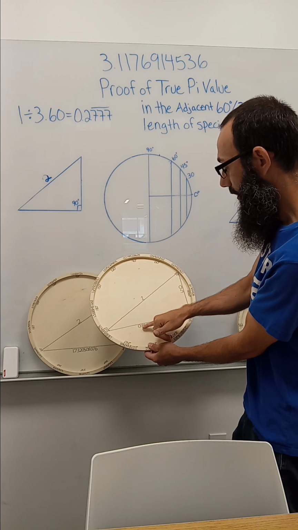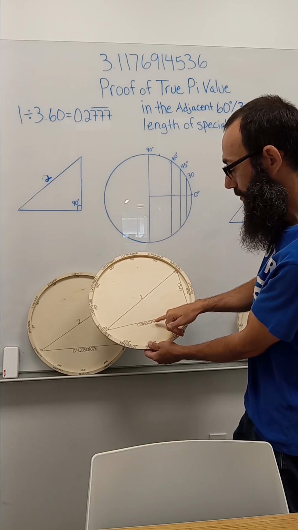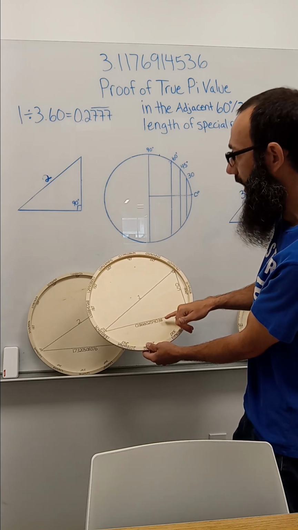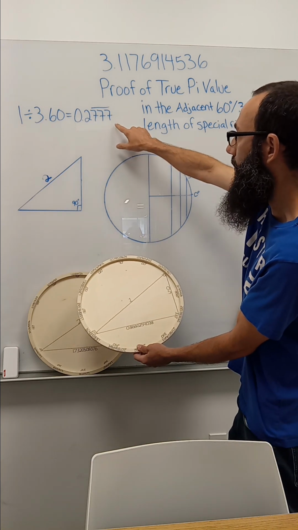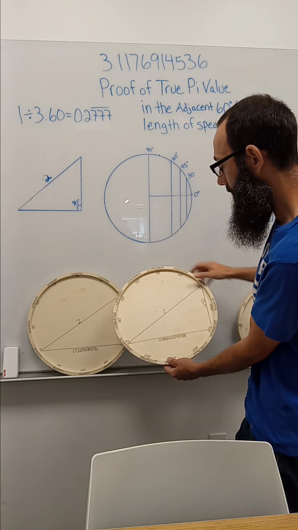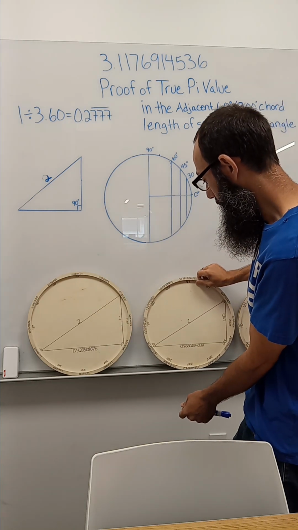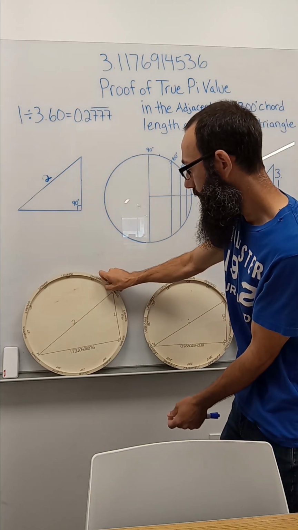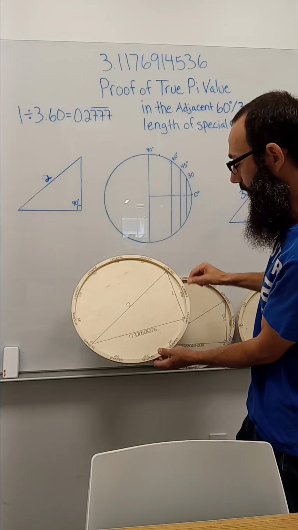If you take 0.8660254038 and divide it by 0.27 repeating, you'll get the same answer as pi. We move on to the 2 inch diameter, 1 inch radius.